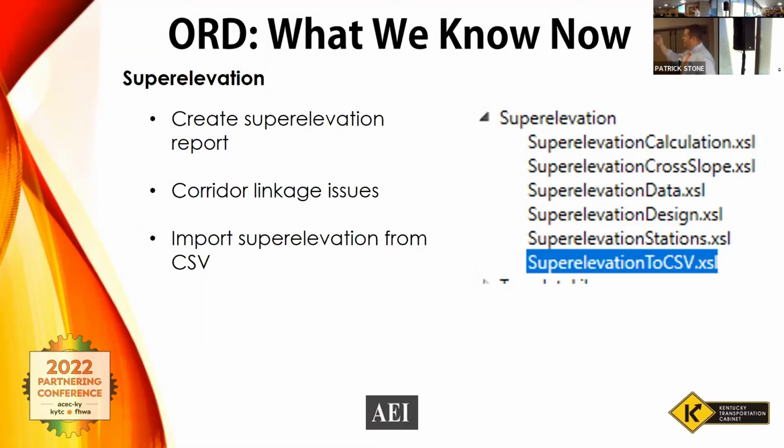So what you can do, run a report on your super elevation when you get it finalized. That'll serve as a record. You can also use that super elevation calculation to cross-check what you've got. But there's also a report called super elevation to CSV, where you can copy that, paste it in a text file and save it as a CSV, and you're just about ready to re-import that into OpenRoads. And that's kind of a workaround to get your super elevation linked back up.